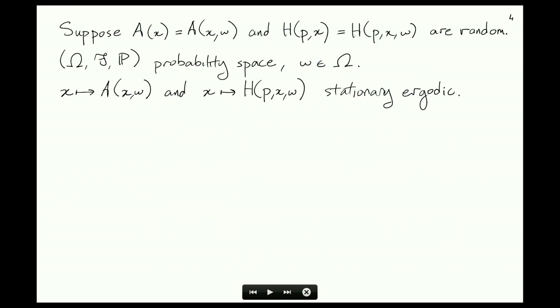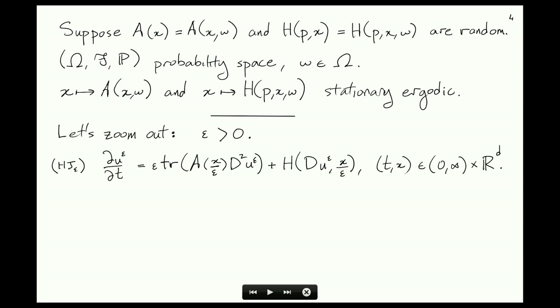Now, we're going to suppose that A and H are functions of X. These are random, so it's a random medium. We have some underlying probability space where omega represents that randomness. This is a stationary ergodic field, or environment, or medium. We just use these interchangeably.